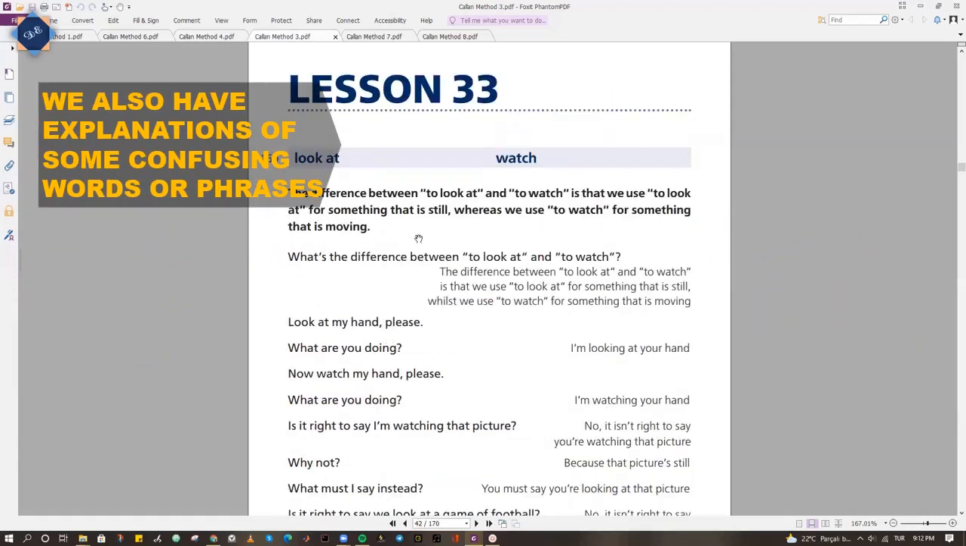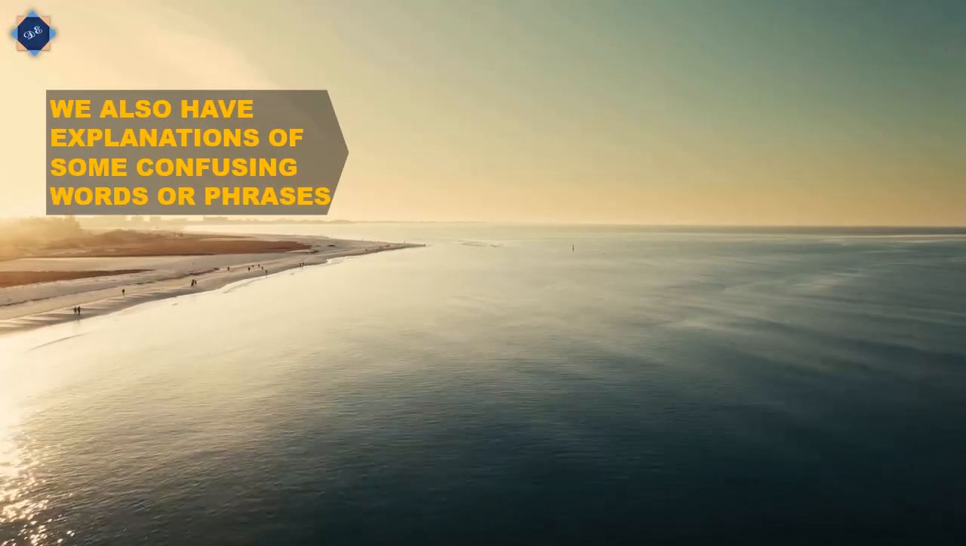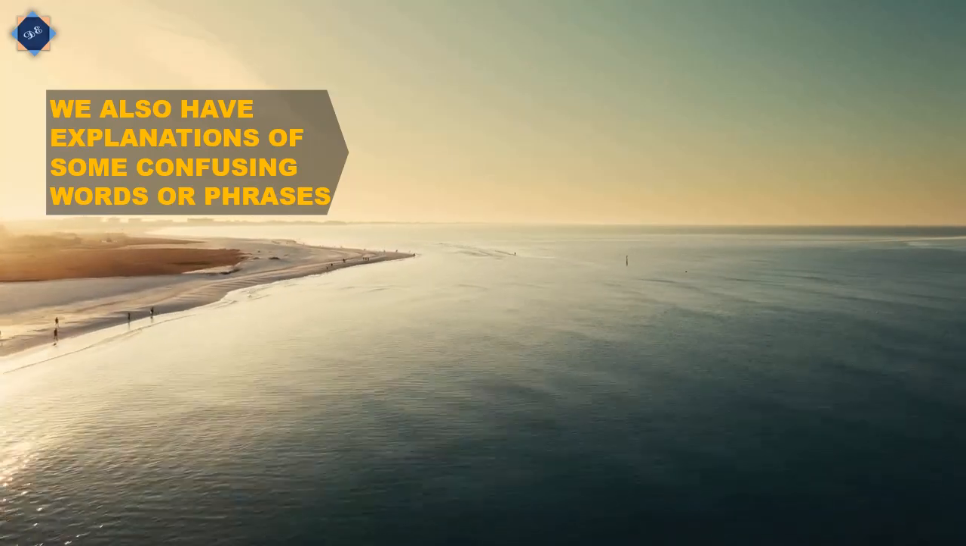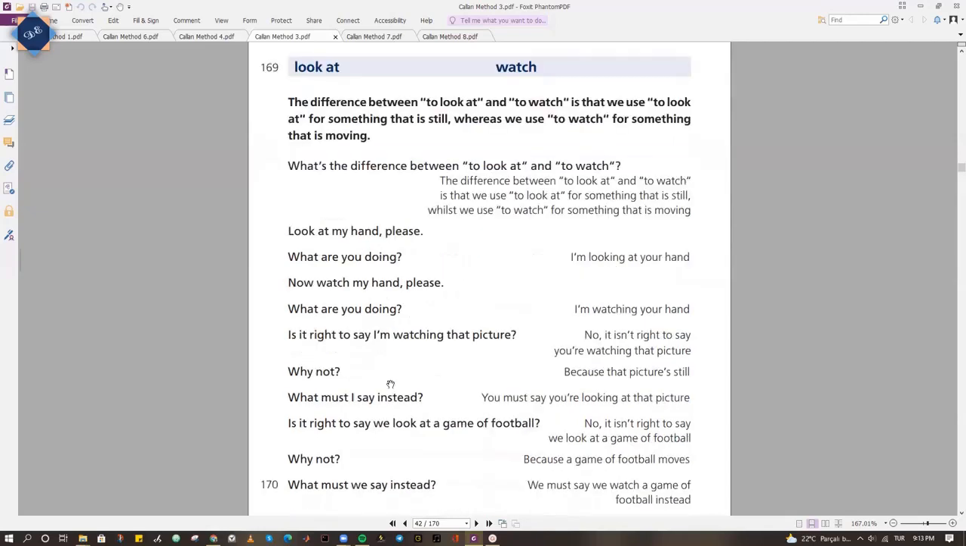In the Callan method, you also have explanations of some confusing words or phrases or verbs. So in this situation, we have look at and watch. Many people use these words as though they were the same thing. No, they aren't the same thing. So the Callan method gives such explanations, differentiating such phrases or words. So for example, look at and watch. The difference between to look at and to watch is that we use to look at for something that is still, whereas we use to watch for something that is moving. Very clear. So after understanding the difference between the two words, you dive directly into the question and answer session.